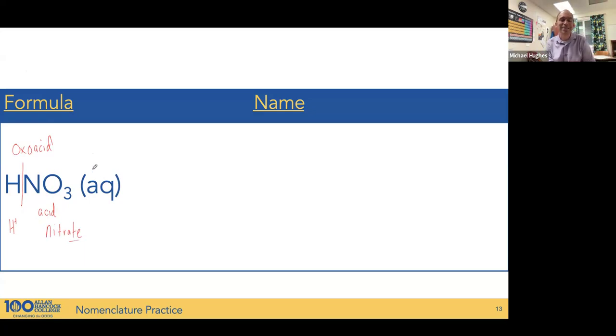Nitrate ends in ate, and ate becomes ic. So this is nitrate, nitric, and then the word acid. Nitric acid. So we identify it's an acid. We identify the anion. We see that there's oxygen. Identify the polyatomic anion's name. Change the ate to ic, nitric acid.